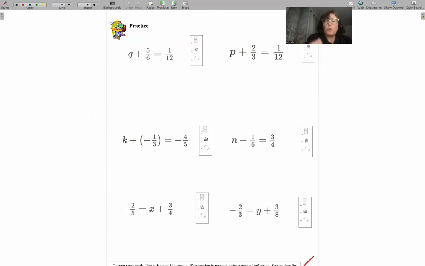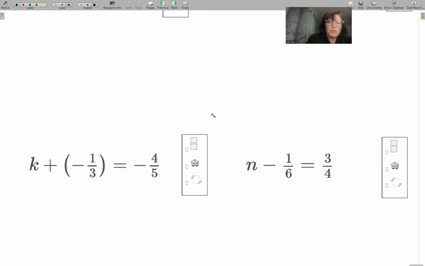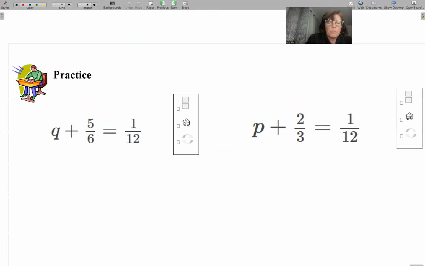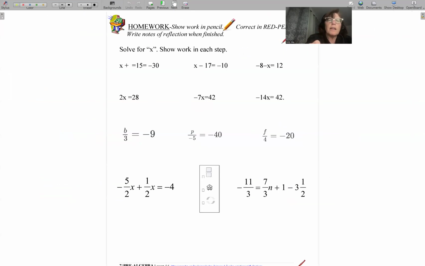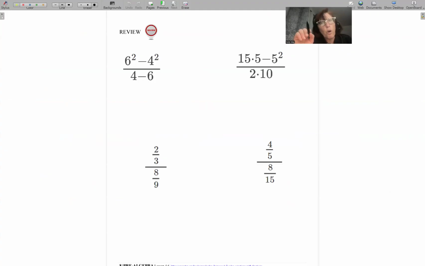This page you do on your own and check. And remember the 3 steps are: make everything a fraction, find your tiny home, your LCD, and do arrow in, arrow out. This, when you finish, will be your sign-off page for extra credit. And then these 2 pages are your homework pages.